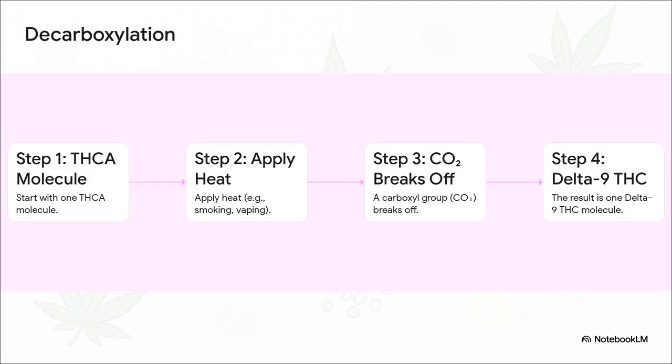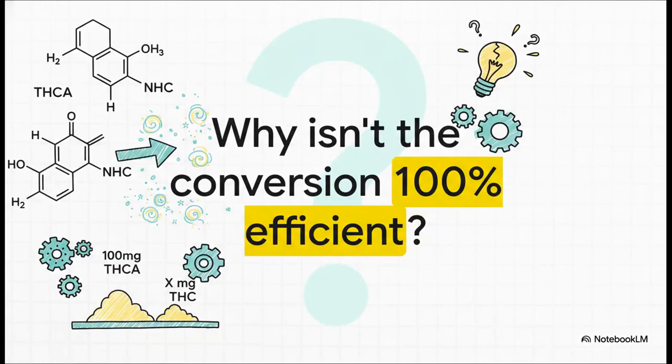And look, this breaks it down so simply. You start with your THCA molecule. You add heat. A little piece of that molecule, basically carbon dioxide, snaps off and floats away. And what you're left with is the active delta-9 THC molecule. It's really that straightforward. Okay, so that seems easy enough, right? One molecule turns into another.